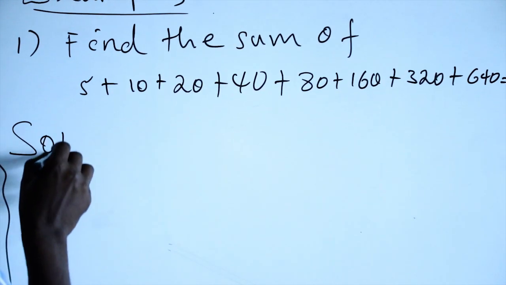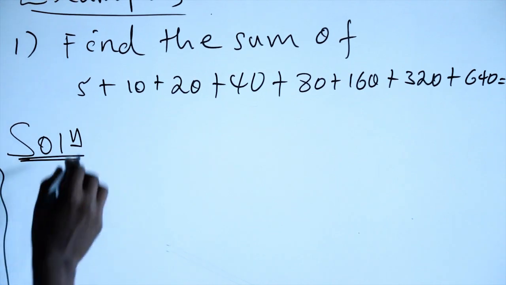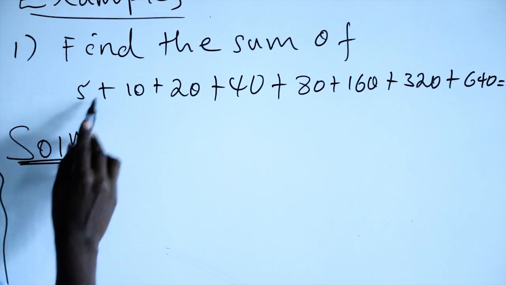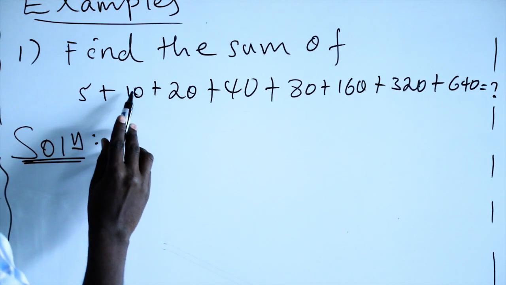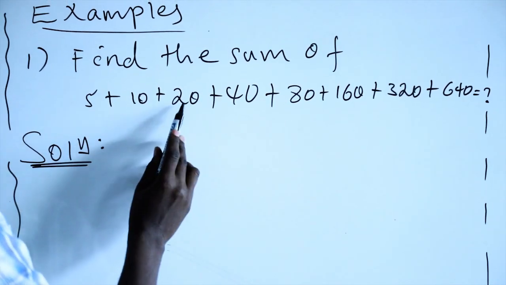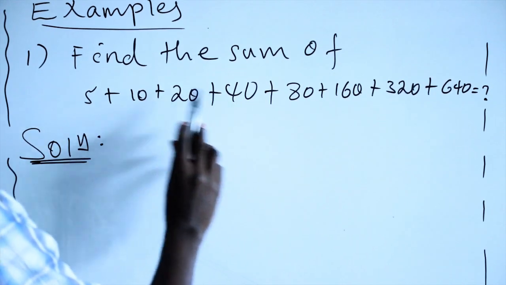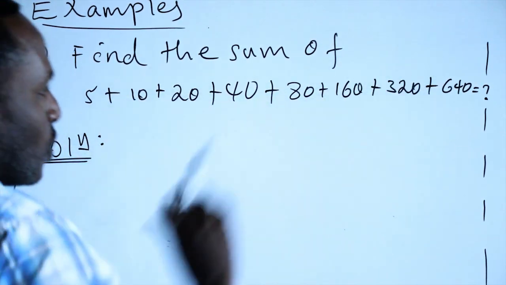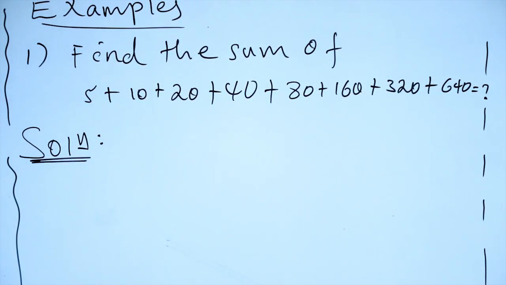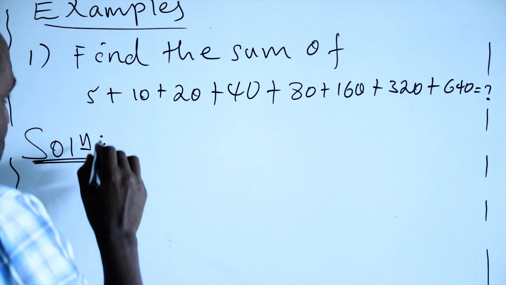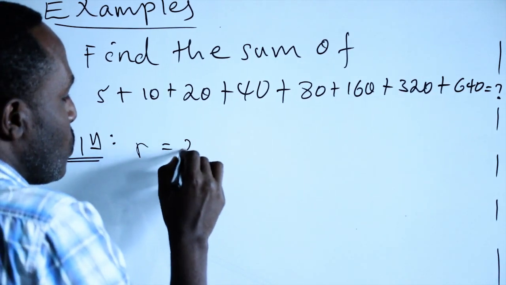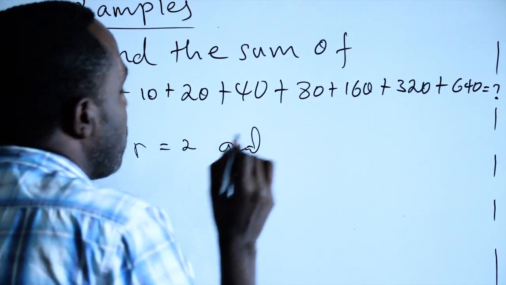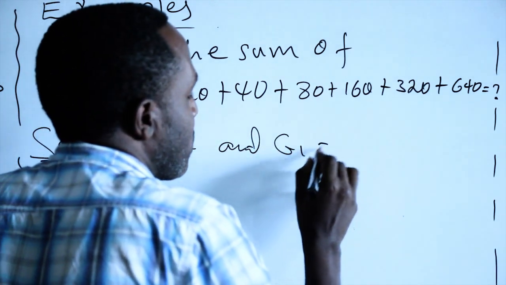As a solution here, the first term is 5, and the second term is multiplied by 2: 10 divided by 5 is 2, 20 divided by 10 is 2, 40 divided by 20 is 2. So this is a common number. That common number we call the common ratio, that is r. So this is a geometric progression. The sequence is a geometric progression with r equals 2 and with the first term G1 equal to 5.